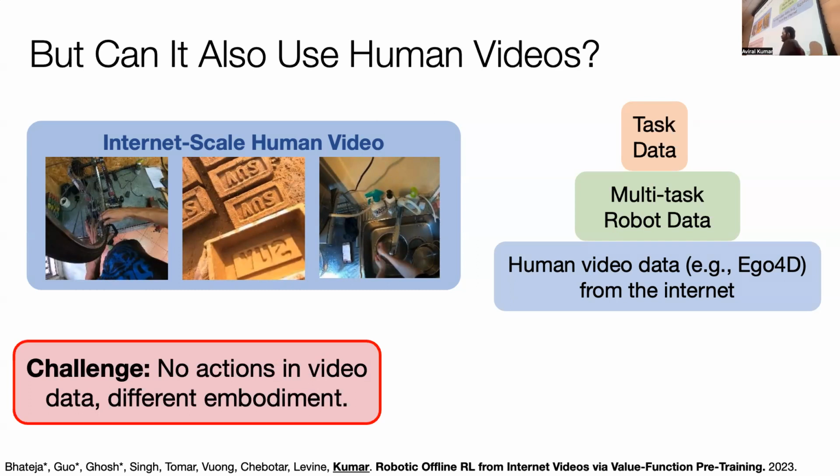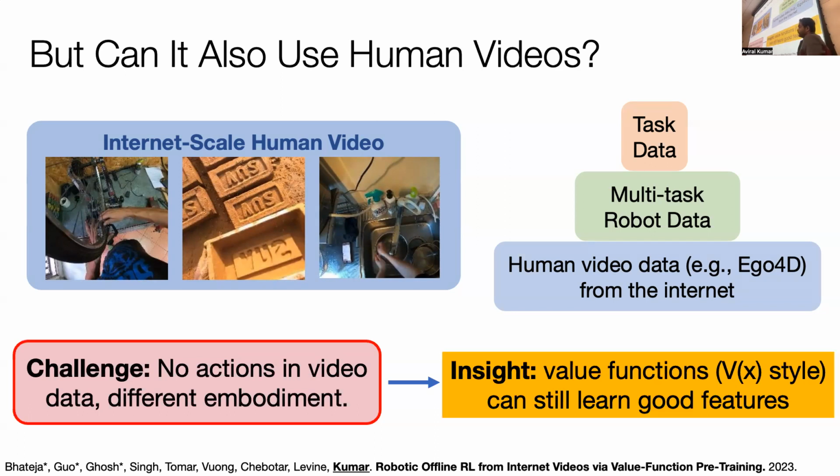Robots are not humans. Humans have 5 fingers. Typical robots mostly operate on parallel jaw grippers. So there's a huge difference in capabilities and embodiments that exist out there. So what can we do? If I'm given such data, can I still keep running offline RL on this data? The answer is not quite clear.